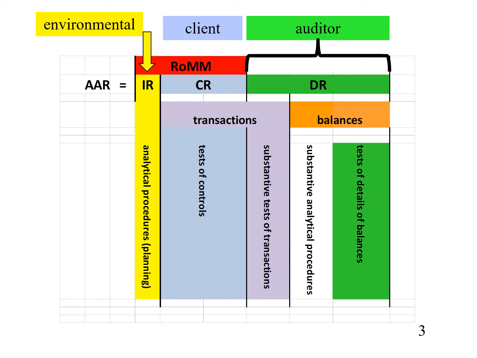And they're under the control of the auditor. The auditor can reduce detection risk. How does the auditor reduce detection risk? Substantive test of transactions, substantive analytical procedures, and test of details of account balances.